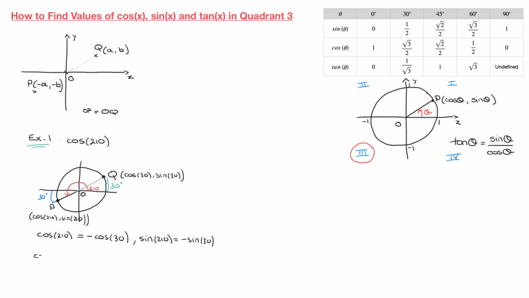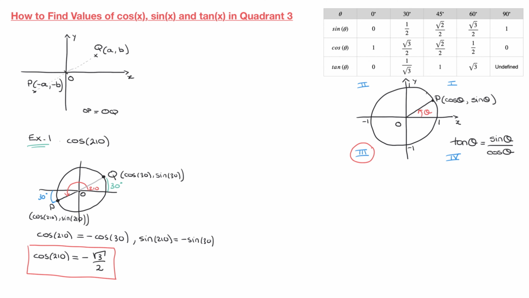And so we can go ahead and state that cosine of 210 degrees must equal the opposite of cosine of 30, so that's the opposite of the square root of 3 over 2. So let me write that. That's the opposite of the square root of 3 over 2. And that's the answer we were after.